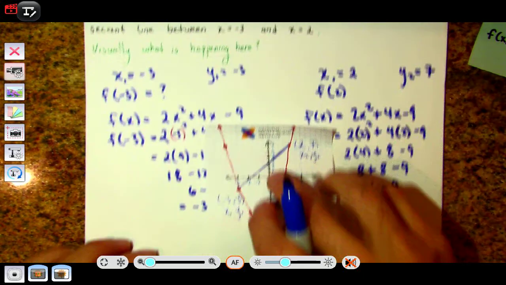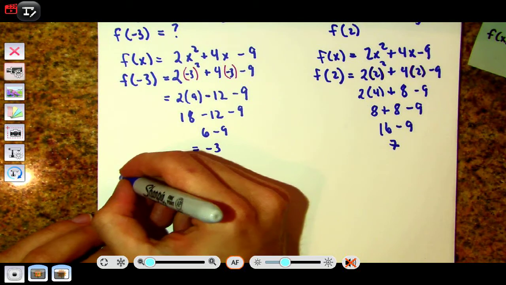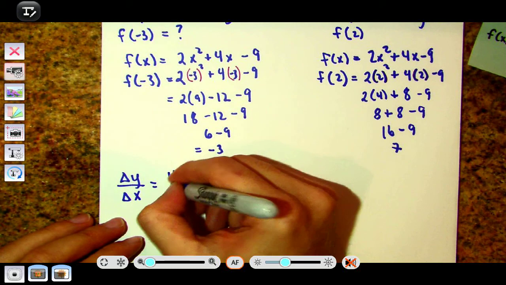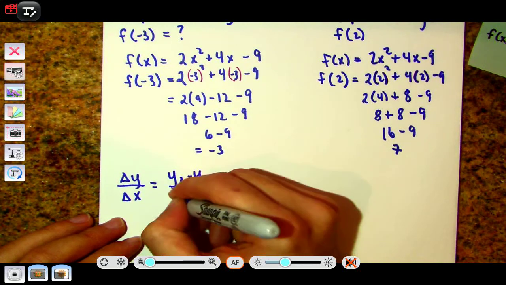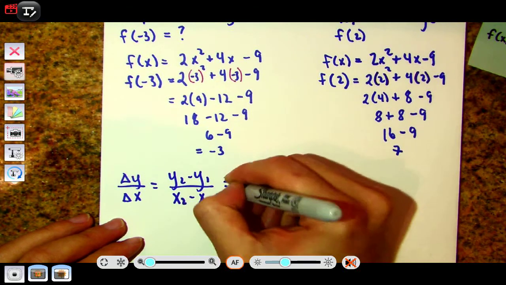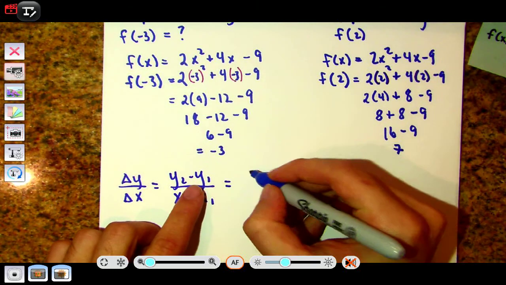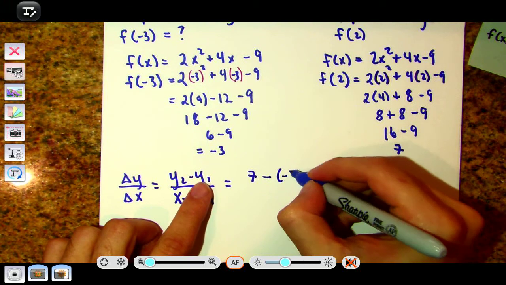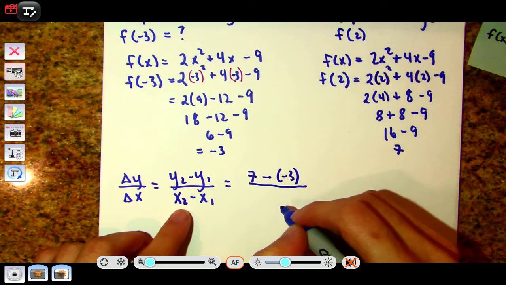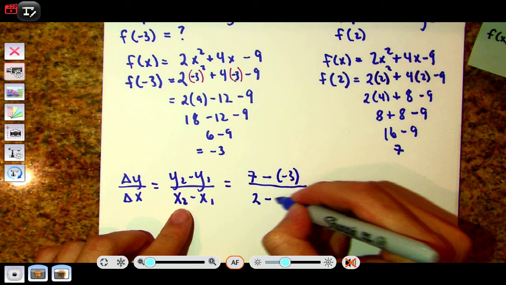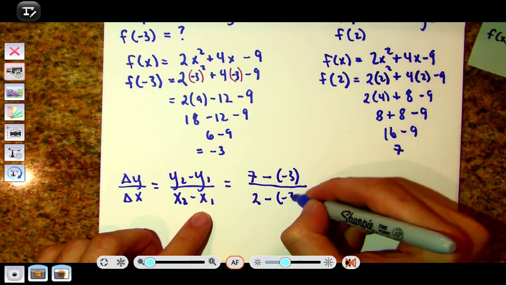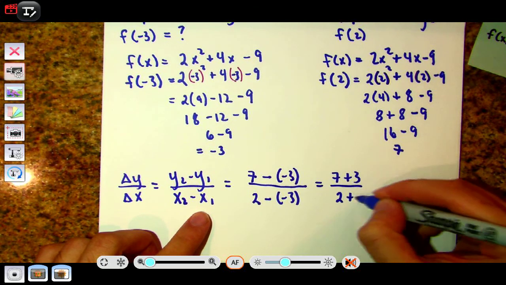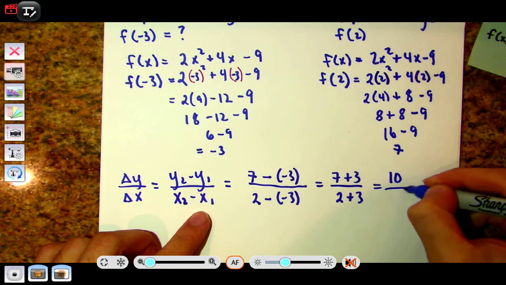So now just to finish up the problem, we have the change in y over the change in x, which is equal to y sub 2 minus y sub 1 over x sub 2 minus x sub 1. So we have 7 minus -3 over 2 minus -3. So then we have 7 plus 3 over 2 plus 3, which is 10 over 5, which is 2.